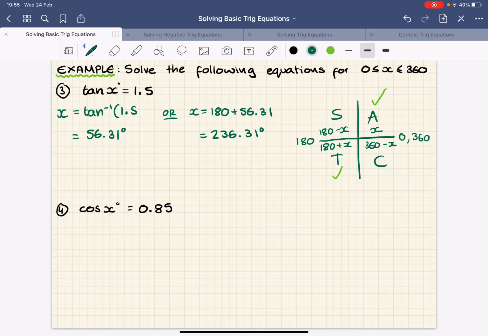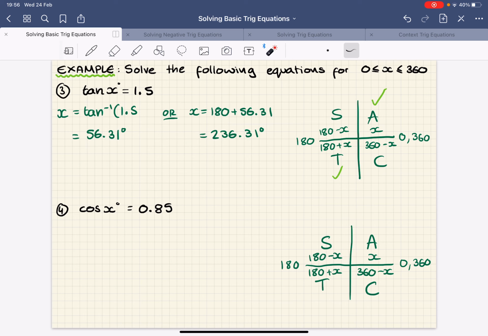And then last one here, question 4. 0, 360, 180, all silly Tom cats. So here, that cos there, because it's positive, I tick everywhere where cos is positive, so that's at the A and the C. So I find my first answer, and that is 31.79 when I round it to 2 decimal places.